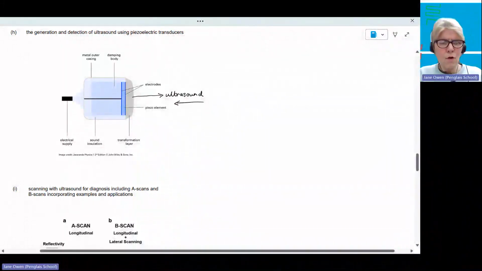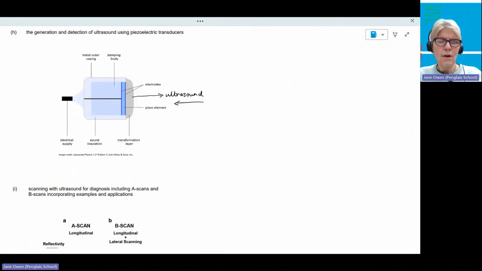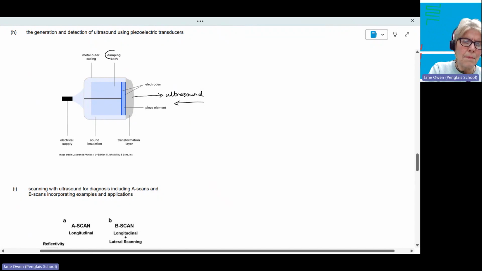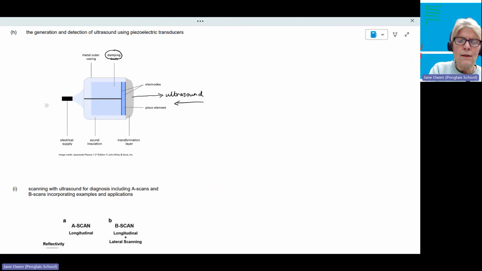So we have to stop the electrical supply, we have to stop the AC current vibrating the piezoelectric element, and get it to be very still very quickly. And this is what the damping medium does. The damping gets it to stop very quickly so that it can receive the returning ultrasound after being reflected at a boundary between one tissue and another in the body.